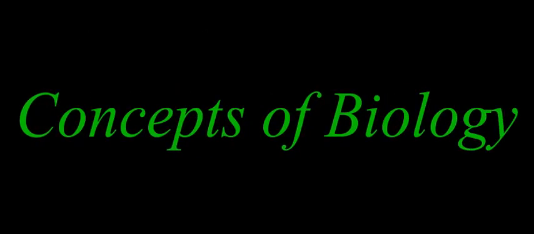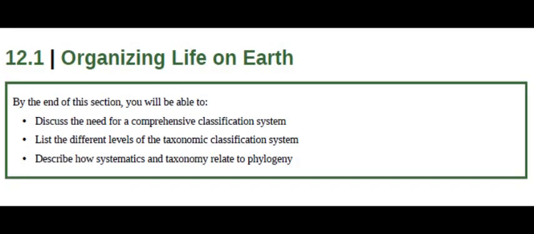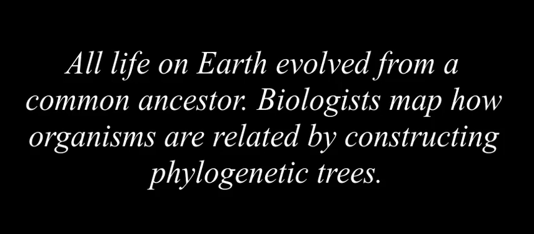Welcome back to Concepts of Biology. We'll continue to read Chapter 12, Diversity of Life, Section 12.1. Organizing Life on Earth. By the end of this video, you will be able to discuss the need for a comprehensive classification system, list the different levels of the taxonomic classification system, and describe how systematics and taxonomy relate to phylogeny.